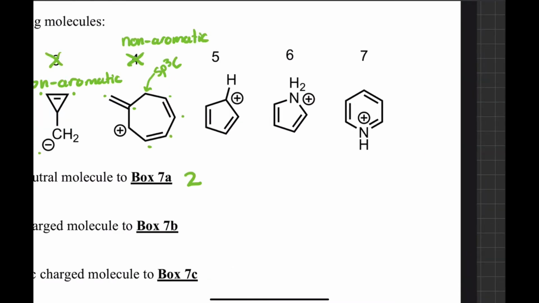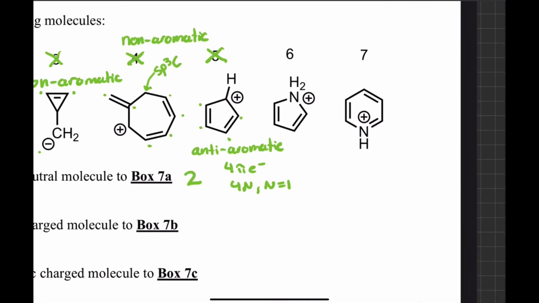Molecule 5. It has 1, 2, 3, 4 pi electrons, and no presence of an sp3 carbon to interrupt the conjugation. Therefore, it is an anti-aromatic. It is an anti-aromatic as it contains 4 pi electrons and satisfies the 4n rule, where n would be equal to 1. We can cross 5 out.